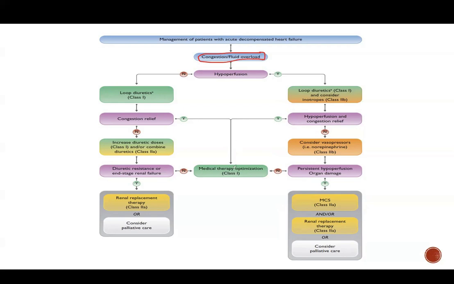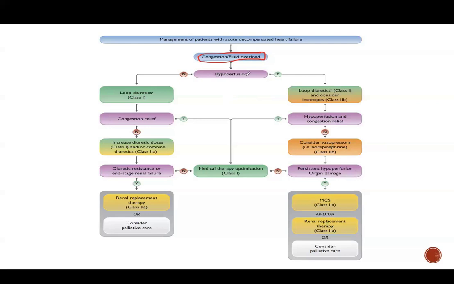If yes, then you could put them on optimal medical therapy, that is, heart failure treatment. As we already know, beta blockers, SGLT2 inhibitors, ARNIs, all these things can be used for medical therapy optimization. Suppose that after using the loop diuretics and inotropes the symptoms are not relieved, then you have to consider vasopressors like norepinephrine, which is a class 2B recommendation. And suppose even after using noradrenaline there is persistent hypoperfusion or organ damage, then you should consider mechanical circulatory support or renal replacement therapy in this patient.